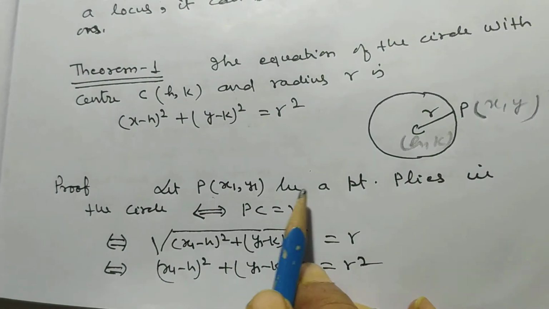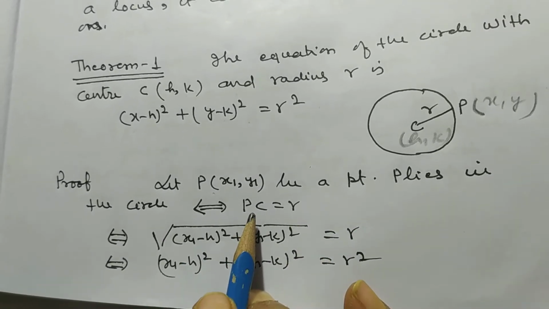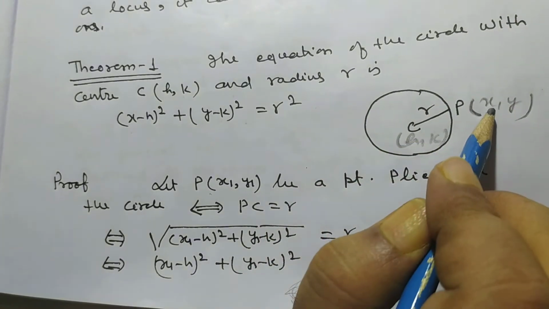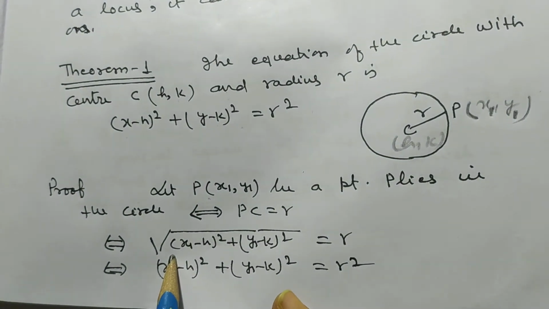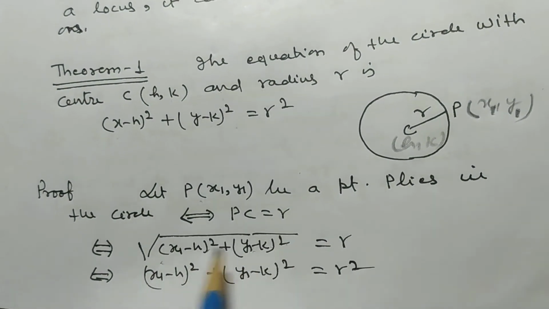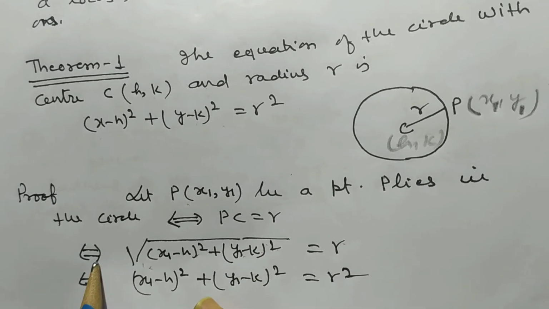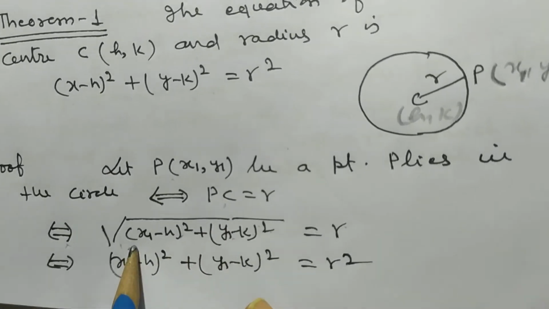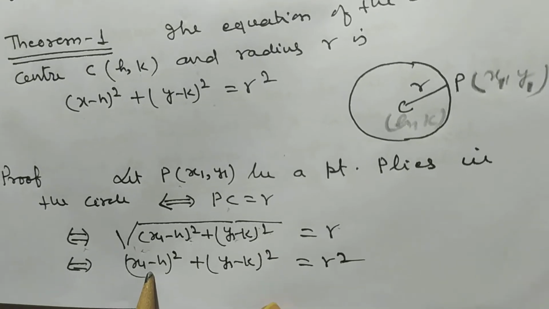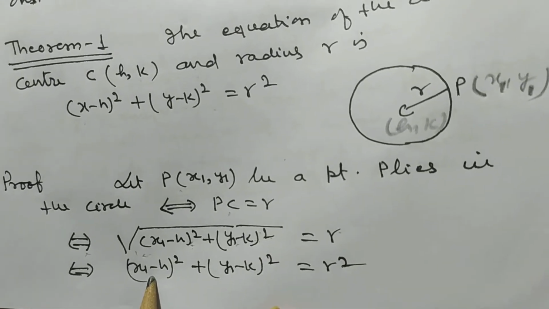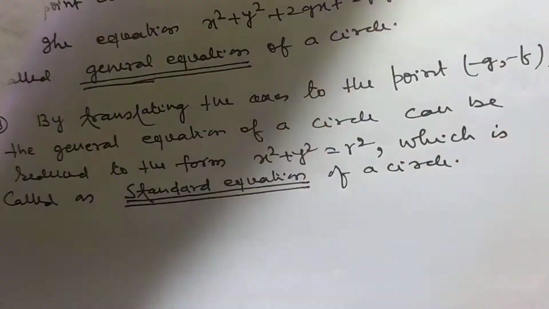Let P(x1, y1) be a point. P(x1, y1) lies on this circle if and only if PC is equal to r. Then the square root of (x1 minus h) whole square plus (y1 minus k) whole square is equal to r, if and only if the distance PC is equal to that. And circle is a locus of points which is equidistant from a fixed point. So we here replace x1 and y1 by x and y.